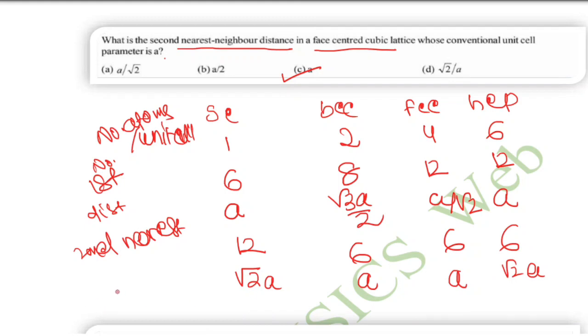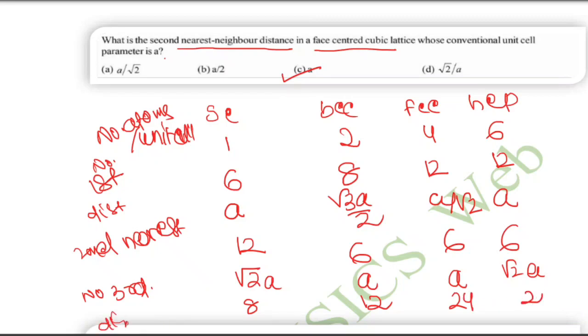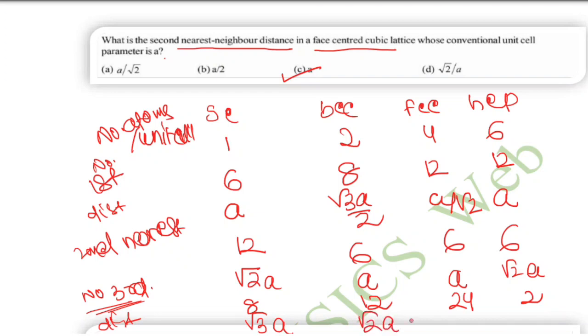Next, you can remember also the number of third nearest neighbor atoms. For simple cubic it is 8, for BCC it is 12, for FCC it is 24, and for HCP it is 2. And the distance of third nearest neighbor atoms: for simple cubic it is root 3a, for BCC it is root 2a, for FCC it is root 3a by root 2, and for HCP this is equal to square root of 8 by 3 a.